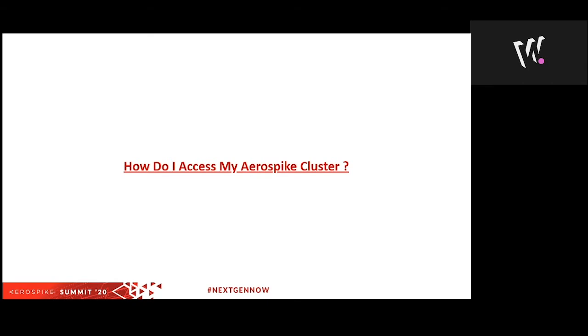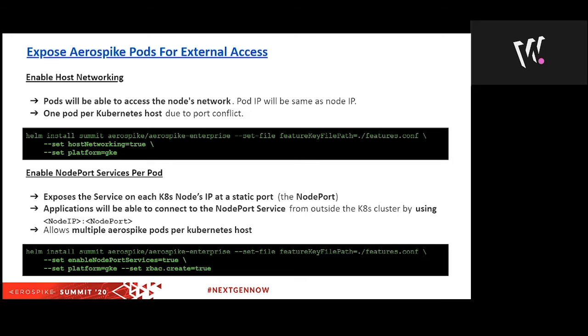Next, I'm going to talk about the networking, or the ways to expose the Aerospike cluster. Because when you're outside the Kubernetes network, the question comes up: how do I access my Aerospike cluster? Let me put the problem first. When Aerospike pods are launched, they're launched in a private address space inside your Kubernetes network, so you cannot directly access them with the IPs. You need to find a way to expose each Aerospike pod so that it can be accessible from an external endpoint outside the Kubernetes network.